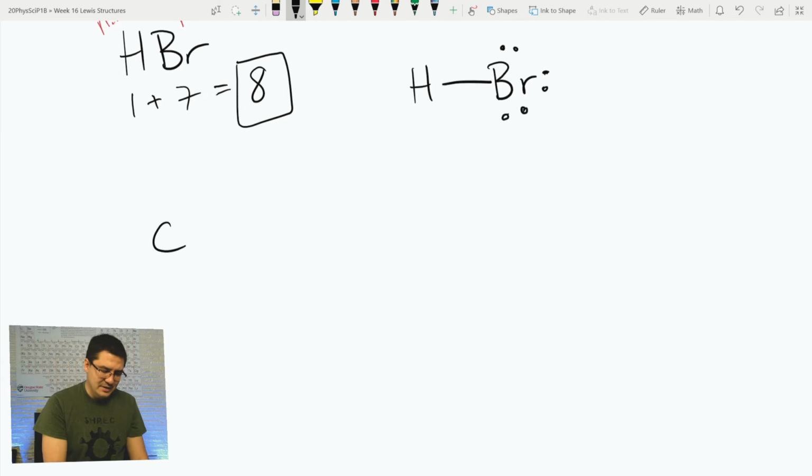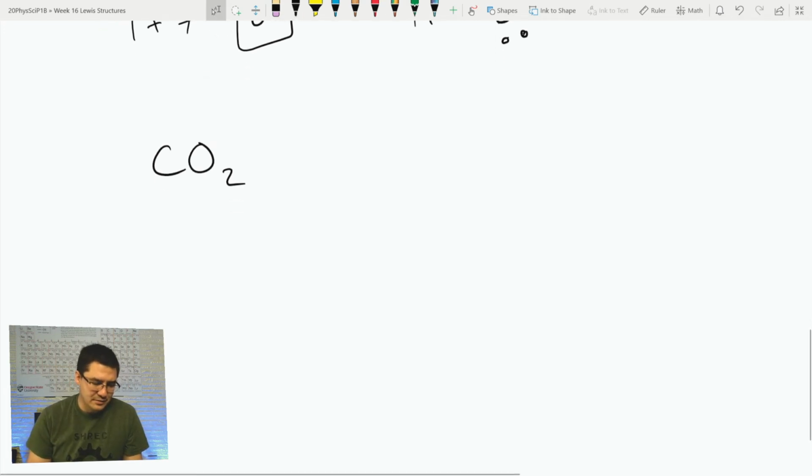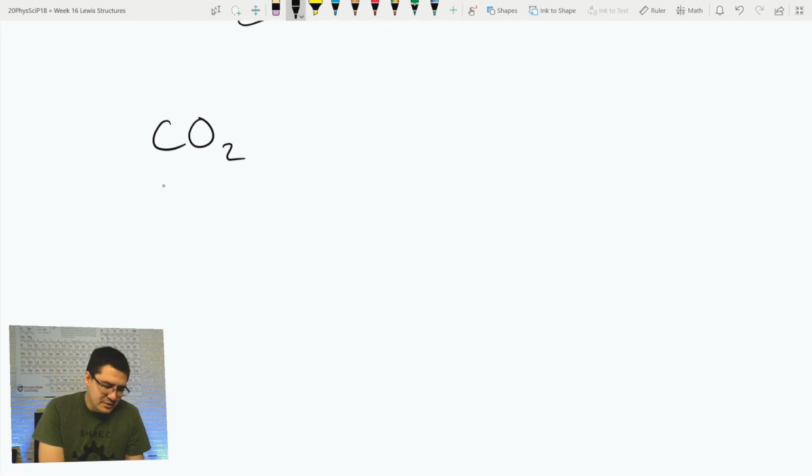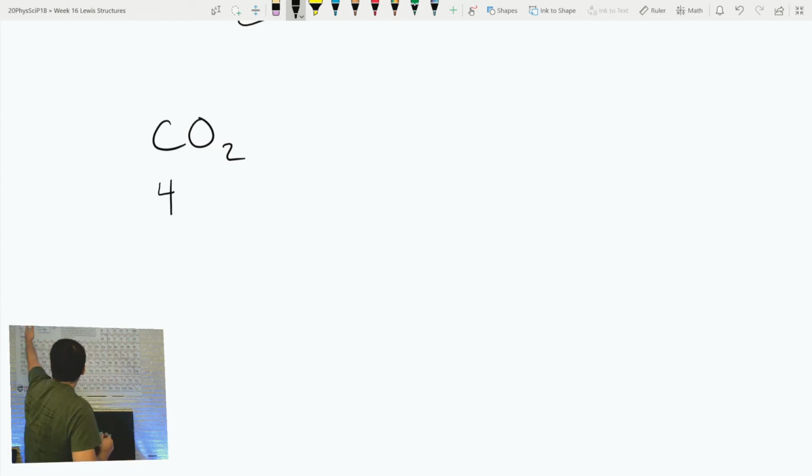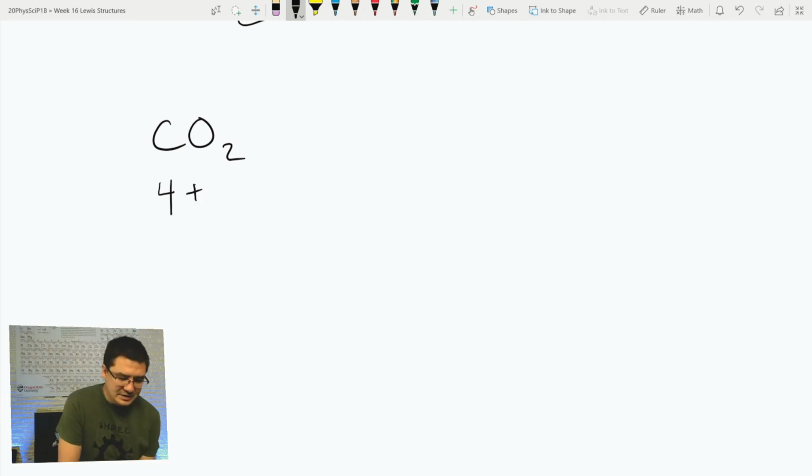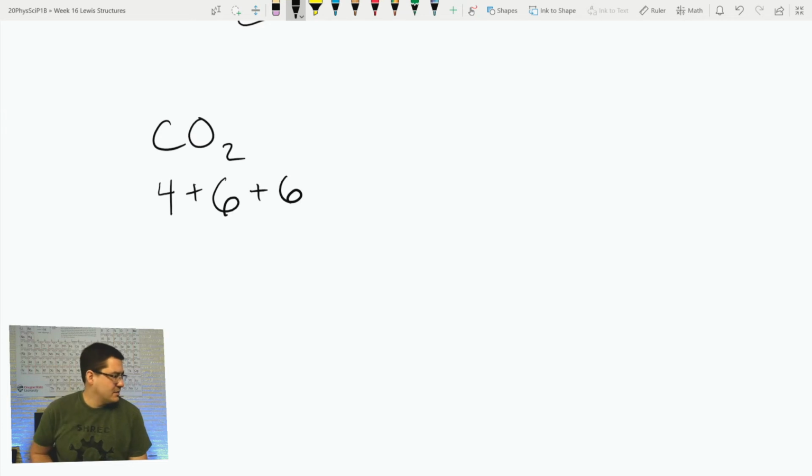Carbon dioxide. This one, maybe you saw on the slideshow as you were going through the notes with Mr. England or myself. So let's do this. Carbon is in group 4. So again, you count columns: 1, 2, 3, 4. Oxygen is in group 6, and I have 2 oxygens. So I add these up: 4 plus 6 plus 6 is 16. Okay. So I have 16 dots or 16 electrons to deal with.